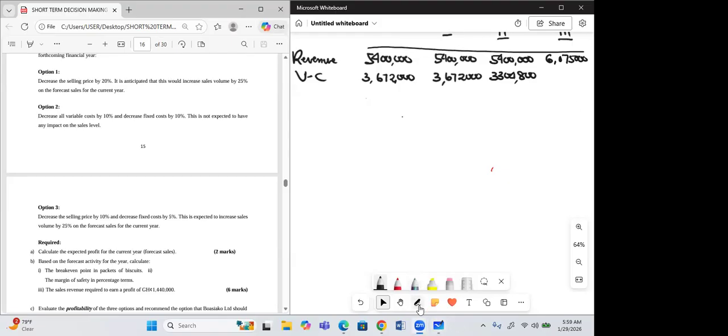Yes, let's go on. Did they tell us anything about variable cost in option 3? No, sir. We maintain the 3,672,000. Good. So take all that out and get the contribution.